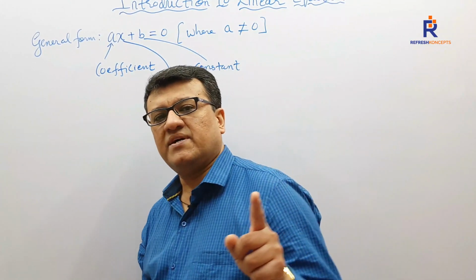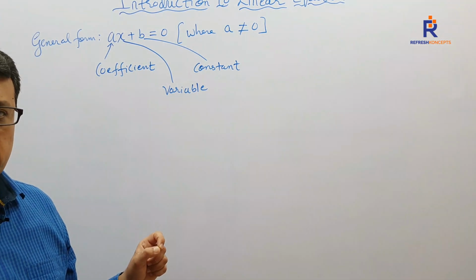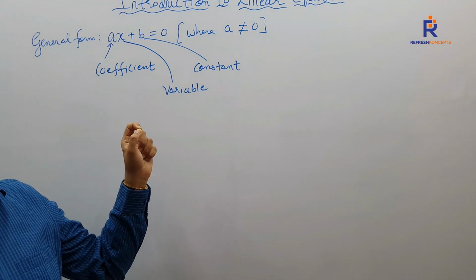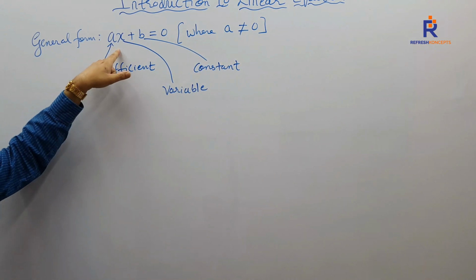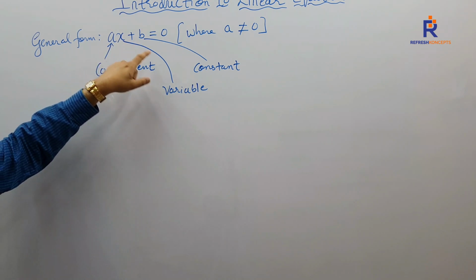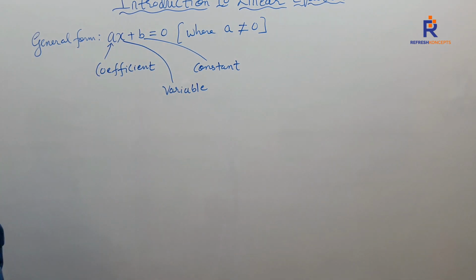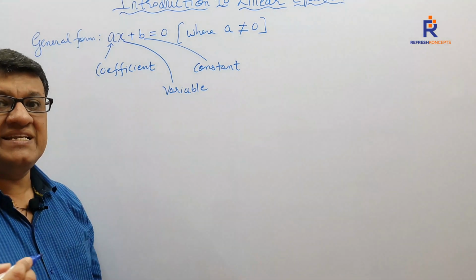So what exactly is a linear equation? A linear equation in one variable is when we have an equation ax plus b equals 0. The condition is that a should not be equal to 0. What are a and b over here? A is the coefficient of the variable x, x is nothing but the variable, and b is any constant.